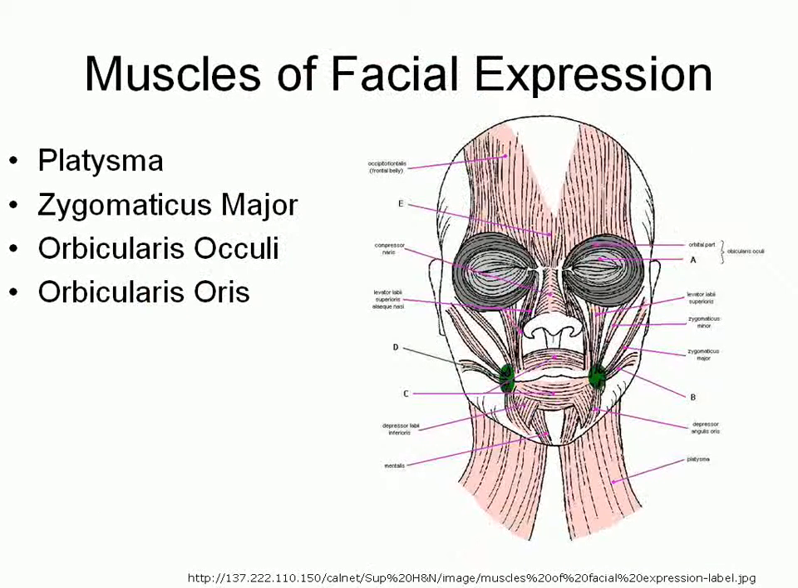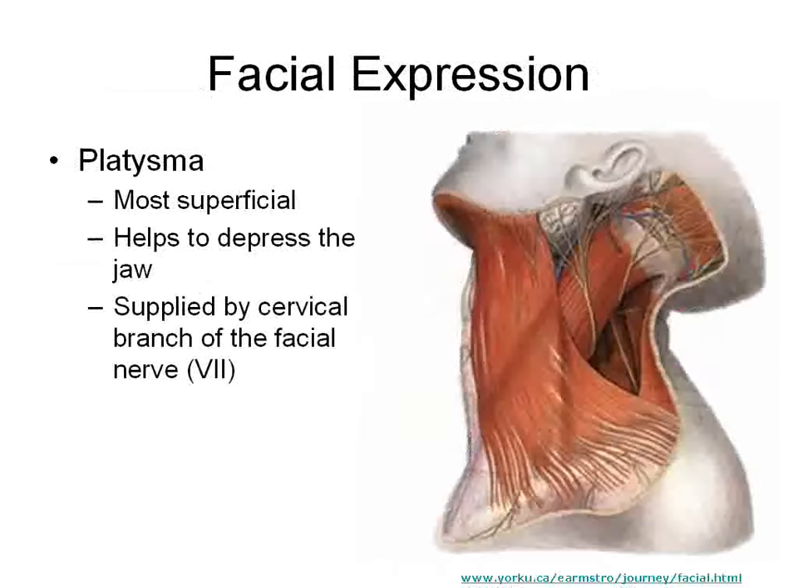The last thing we want to talk about are muscles of mastication and facial expression. So this is our laundry list of muscles of facial expression. Platysma, zygomaticus major, orbicularis oculi, orbicularis oris. If we start with platysma, it's an incredibly superficial muscle. It helps you to depress your jaw, and you can see it's running from the mandible across the neck down into the clavicle, the shoulder area.